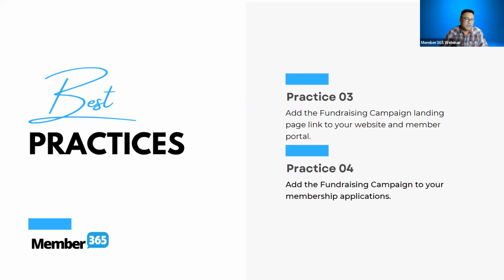Okay. Best practice number three, add the fundraising campaign landing page link to your website and your member portal, and don't forget to turn it on for each membership category's application and renewal if you want to offer that donation page when someone applies for membership or renews their membership. And the fourth best practice is to add the fundraising campaign to your membership application. Yep, that's what I've covered in best practice number three.